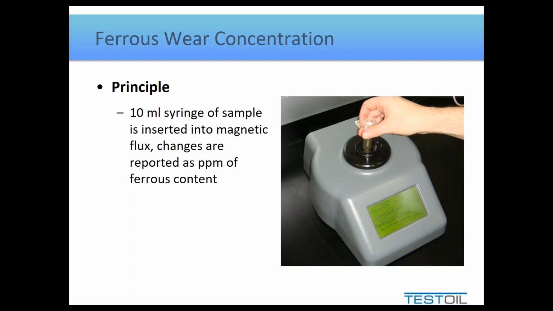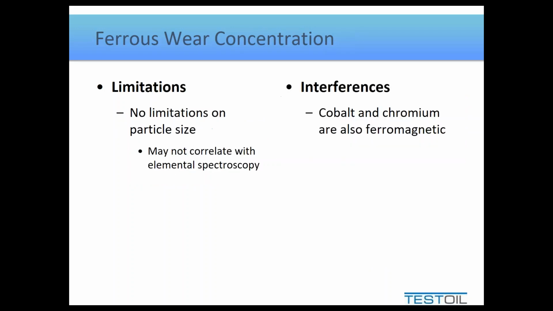The other thing is that a PQ index is not reported in parts per million. It's reported in its own internal index, which is not necessarily an intuitive 0 to 100 scale. So please don't confuse these two tests, even though they're both magnetometer based. Ferrous wear concentration is actually a part per million value.